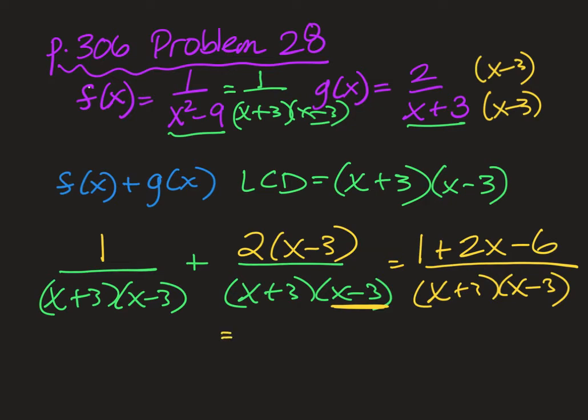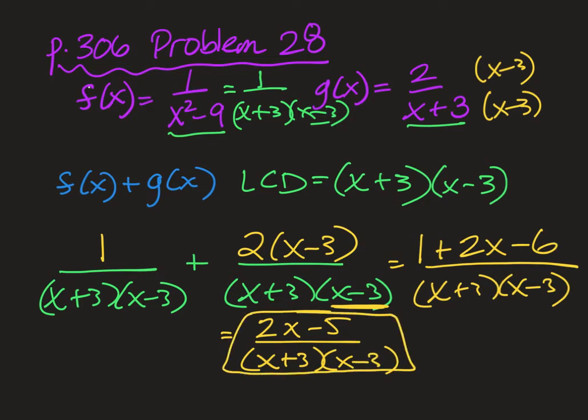And so let me rewrite this one more time and combine. So I really have a 2x minus 5 over my lowest common denominator. And that is the best I can do. That's my simplest form when I add those two together.